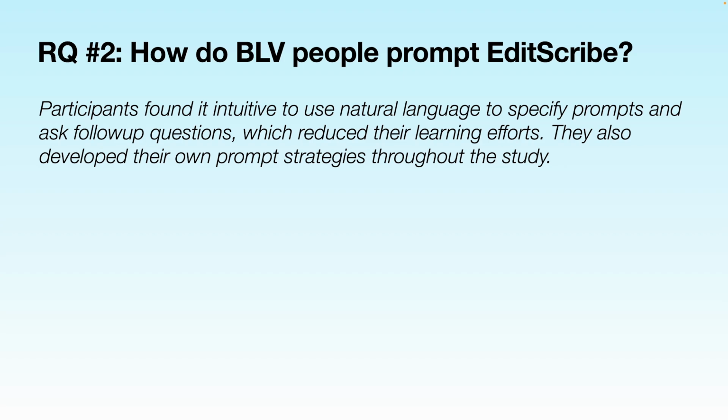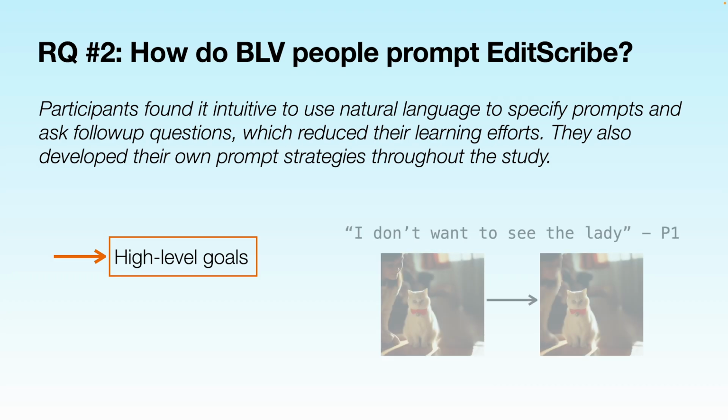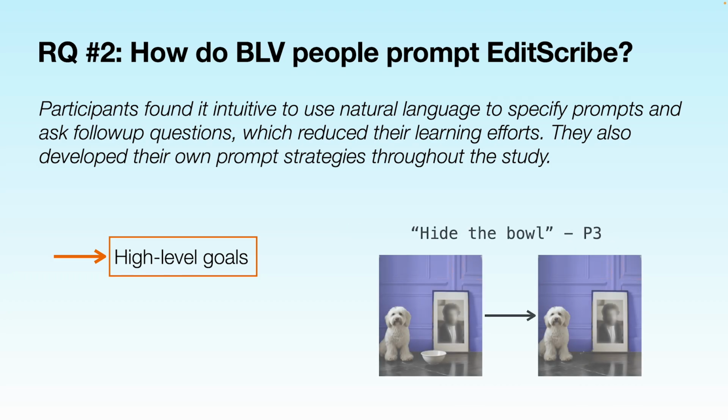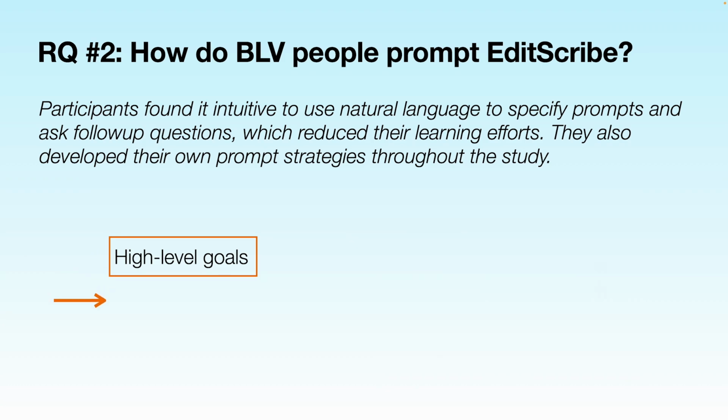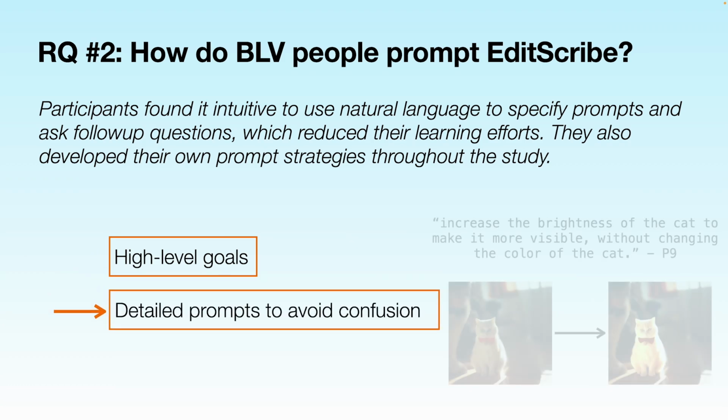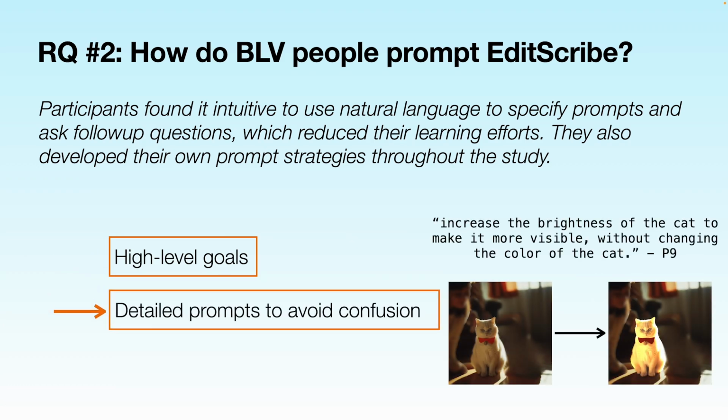Participants also found it intuitive to use natural language to specify prompts and ask follow-up questions, which reduced their learning effort. They also developed their own prompt strategies throughout the study. For example, some specified high-level goals instead of direct edit actions, such as I don't want to see the lady or hide the bowl. They also specified detailed prompts to avoid confusion, such as increase the brightness of the cat to make it more visible without changing the color of the cat.